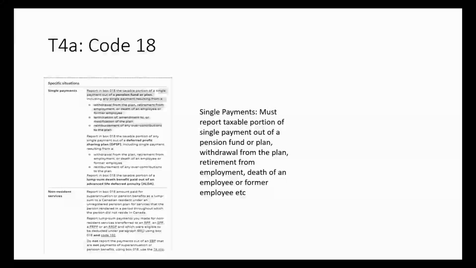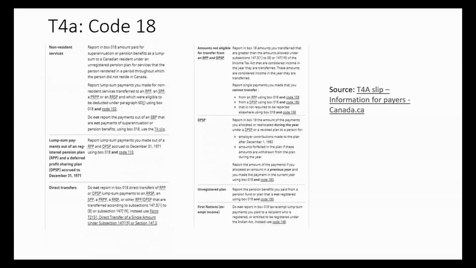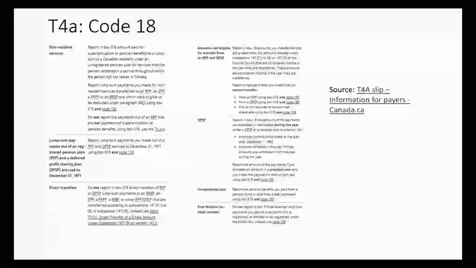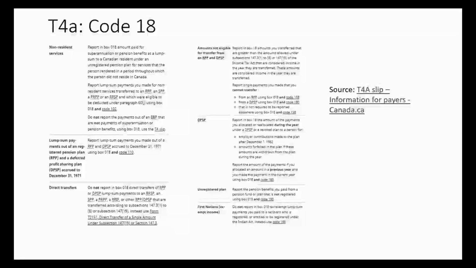So this is for code 18. For non-residents, report in box 18 the amount paid for superannuation or pension benefits as a lump sum to a Canadian resident under an unregistered pension plan for services that the person rendered in a period throughout which the person did not reside in Canada. Non-resident services: report in box 18 the same amount paid as a lump sum under an unregistered pension plan for services rendered while the person did not reside in Canada.